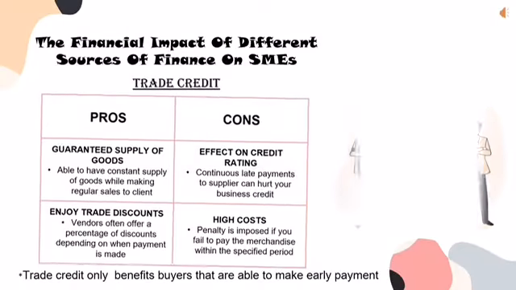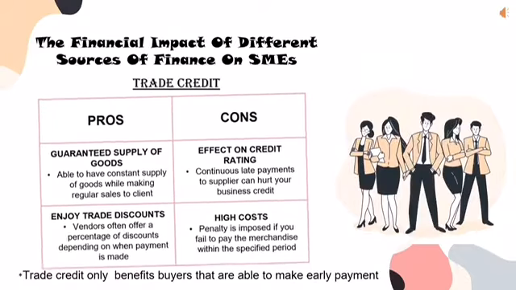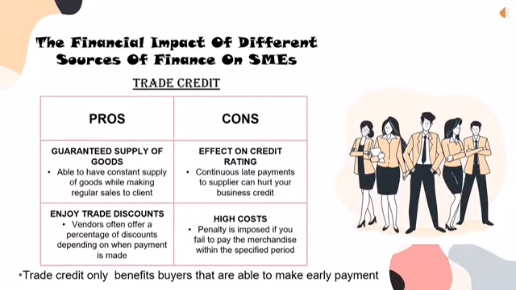Different sources of finance impact differently on SMEs. A simple reminder, trade credit only benefits buyers that are able to make early payment. Trade credit is a guaranteed supply of goods. A business owner who has a vendor that trusts the company will have no problem with the vendor providing merchandise at a later payment date. This enables you to conserve cash flow, and it ensures that you'll have a constant supply of goods even when your finances aren't stable. Next, the business is able to enjoy trade discounts.